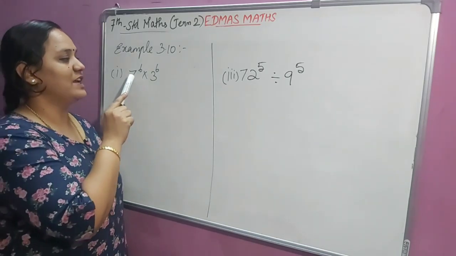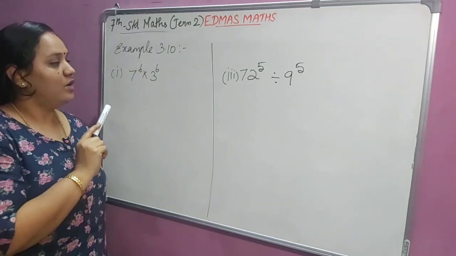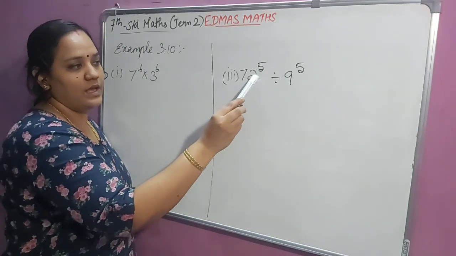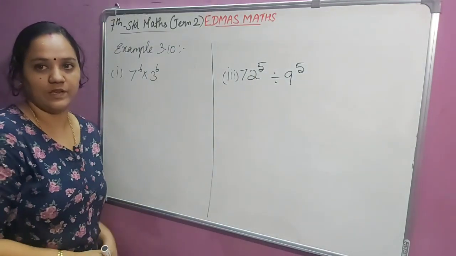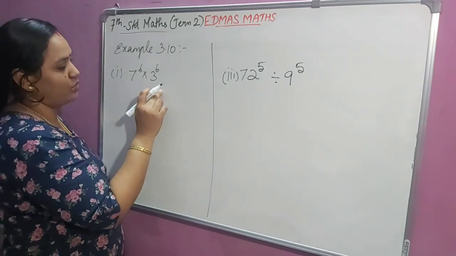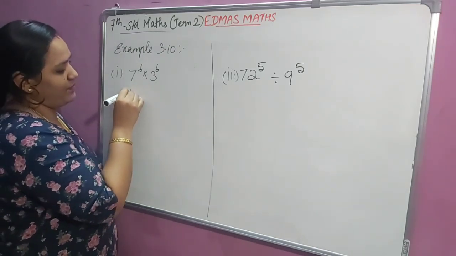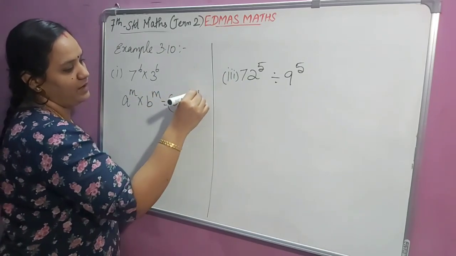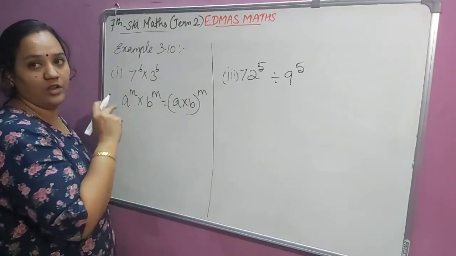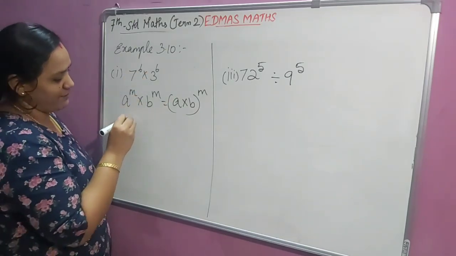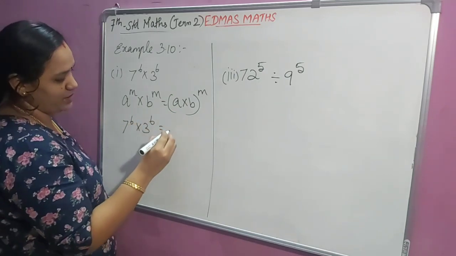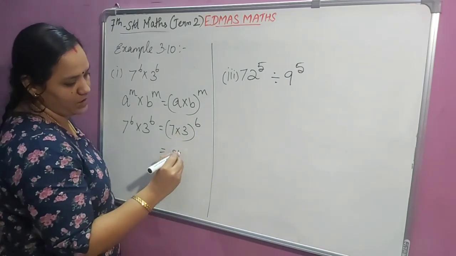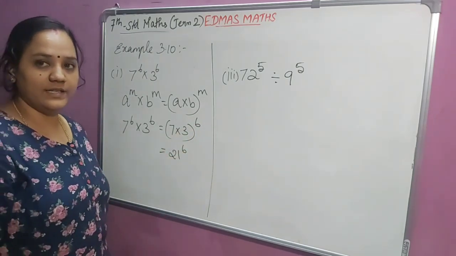So, example 3.10, that is simplify using exponential laws. Okay, so here we have 7 power 6 into 3 power 6. Here the bases are different and the powers are same. So we know the rule. For the multiplication rule, we know that a power m into b power m is equal to a into b to the power m. Am I correct? So using this law, I am going to simplify this. 7 power 6 into 3 power 6 is equal to 7 into 3 to the power 6. 7 3s are 21. 21 to the power 6 is your answer.